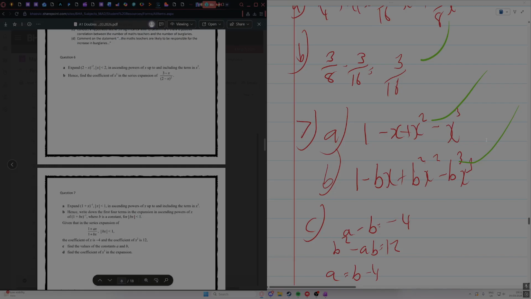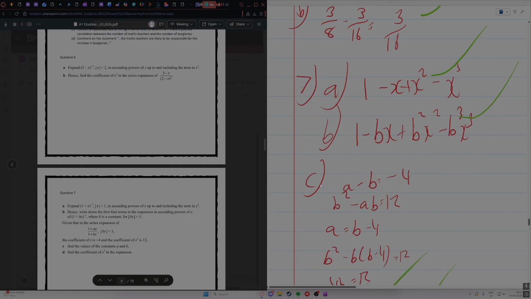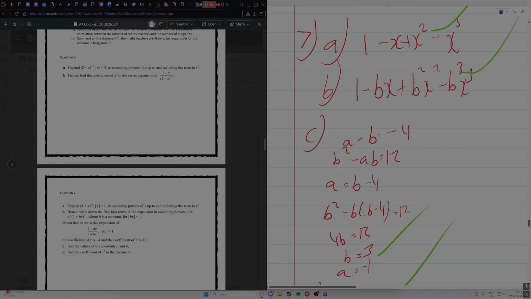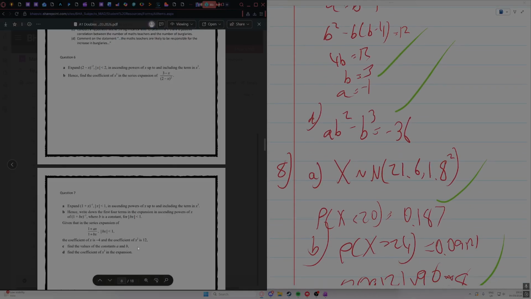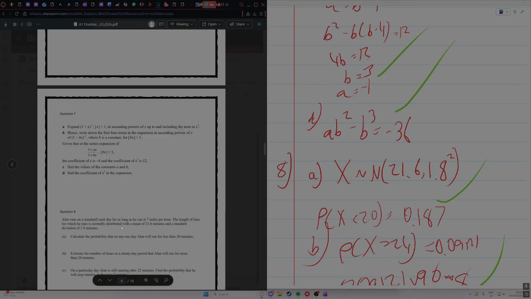Question 7, expand. B, expand. C, here you should probably write them next to each other, but I kind of just skipped that step and just looked at them like this. So you have to find the coefficient of x and the coefficient of x squared in terms of a and b, and then solve simultaneously, and you get the answer. Coefficient of x cubed is going to be ab squared minus b cubed, which is going to be minus 36 because we found the values.